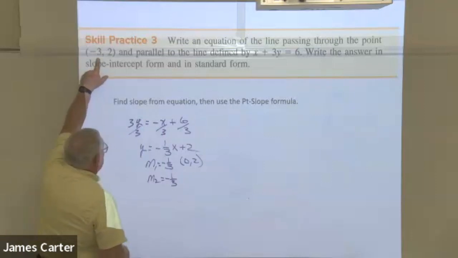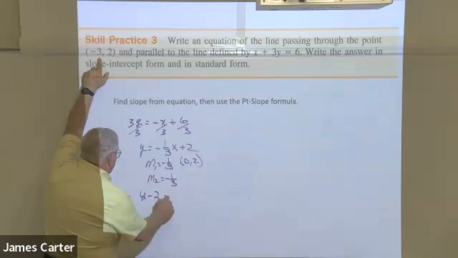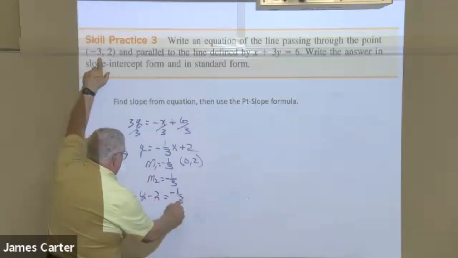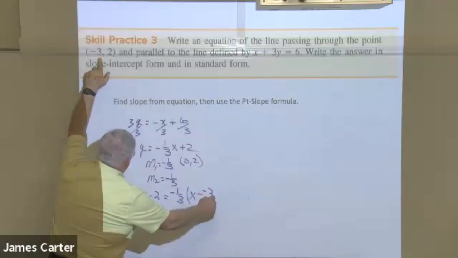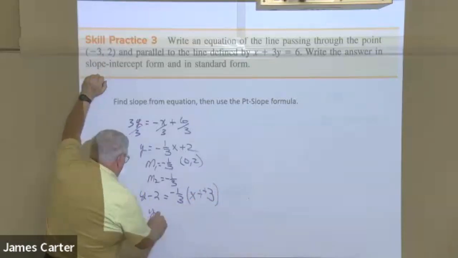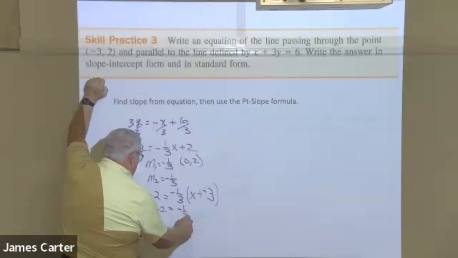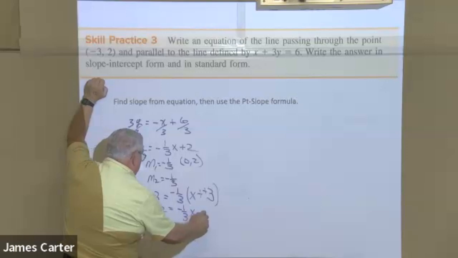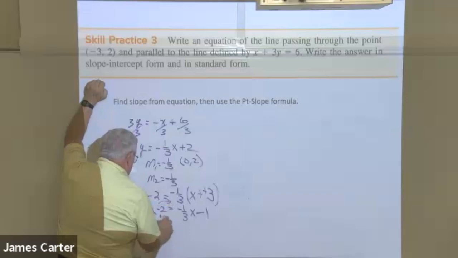Now I've got to use the point slope formula with this point. So y minus 2 equals -1/3 times x minus -3. Is that to plus positive? So y minus 2 equals -1/3 x minus 1. Take the 2 over, plus 2.